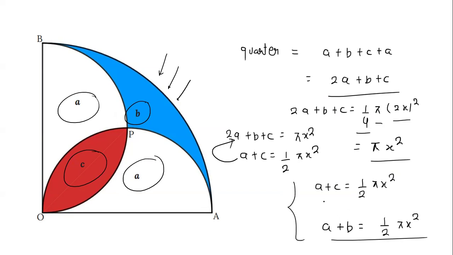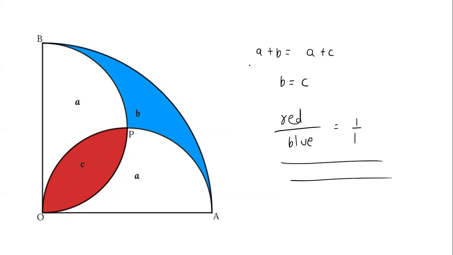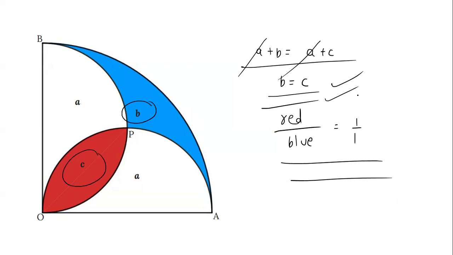Now you see A plus C and A plus B both have the value half times pi x squared. So you can equate both of these and cancel A from both sides, and you see B is equal to C. B is this blue area and C is this red area and both are the same. So the ratio of both areas is 1 to 1. And in this way we can solve this problem.